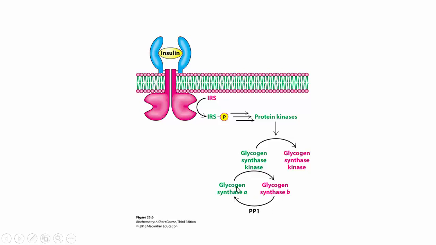Another way of turning this enzyme on, which I discussed in the previous slide, is the idea that PP1 can dephosphorylate glycogen synthase. So again, if it's phosphorylated, it's going to be turned off. If it's dephosphorylated, it's going to be turned on. So PP1 can take off the phosphate group, turning on glycogen synthase. And this makes sense because, again, the job of insulin is to bring glucose into the cell, and then if there's an excess of glucose, it only makes sense that it would lead to the synthesis of glycogen.